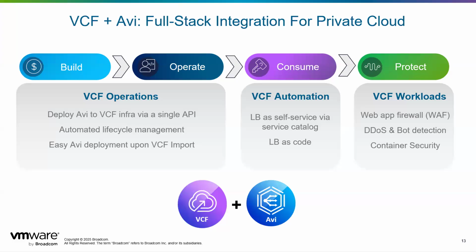As we look at build, operate, consume, and protect, on the build and operate side of things, Avi integration with VCF operations makes it very simple and easy to deploy Avi via a single API. You can deploy the Avi controller, and then from there, the Avi controller will spin up the service engines, talk to NSX, go through that whole process of deploying the apps. And along with that, we're going to be deploying the virtual services. So the first step in all of this is we need to deploy that infrastructure, which means we want to deploy Avi.